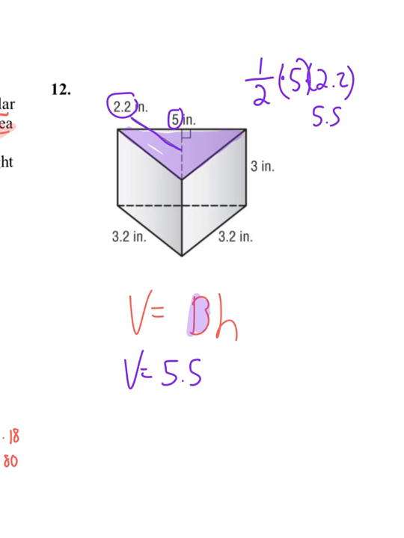Now we have to do times H. Now remember, the height of the prism is going to be the distance between the triangles. These orange lines represent the height, which is 3. So we're going to do 5.5 times 3. So that means our volume is 16.5 cubic inches.